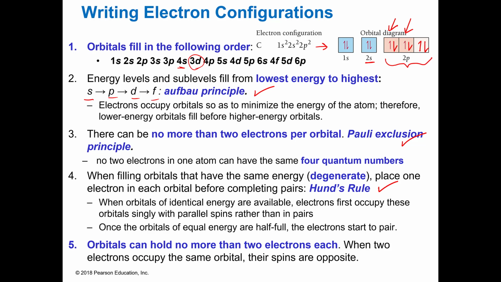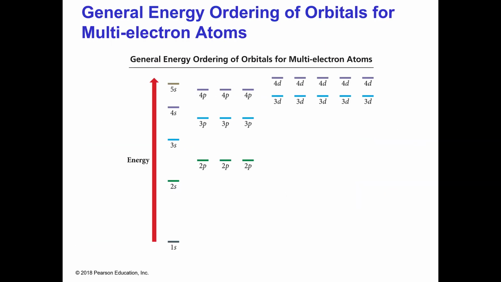So if I was going to do this configuration right here, then I would have to have 10 electrons. But the point is that I've got to do 1 in each one of those before I can pair them up. That is Hund's rule. And then the last one is orbitals can hold no more than 2 electrons each, right? So no more than 2 electrons each. That's Pauli, but you've got to remember it, okay?